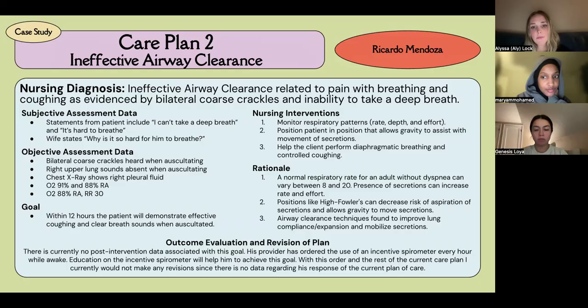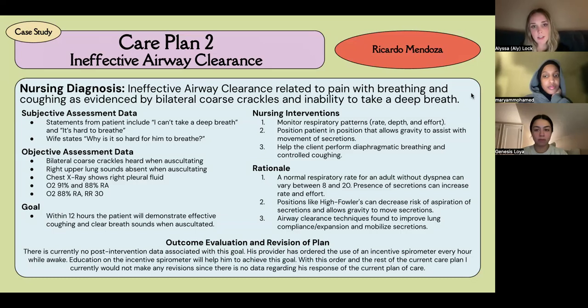Our second intervention was to position him in a position that allows gravity to assist with the movement of secretions. Our rationale for that was that positions like high Fowler's can decrease the risk of aspiration of secretions and allow gravity to help move secretions.